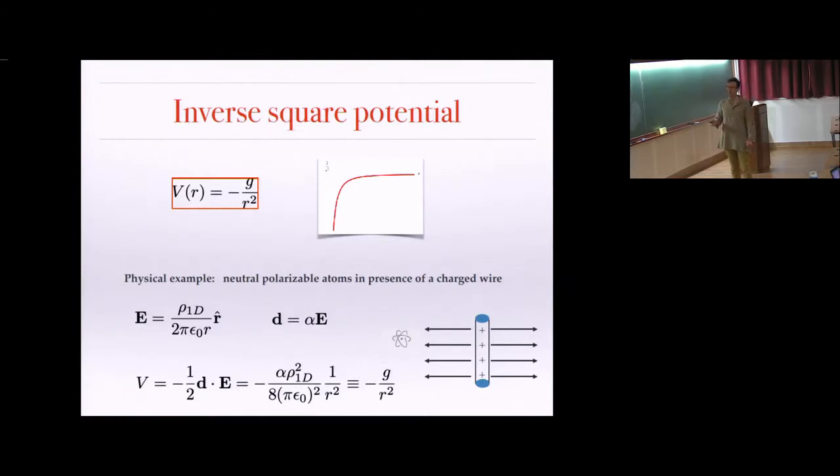It gets a dipole moment induced, which is proportional to the electric field produced by the wire and the polarizability. And then the electric field due to this infinite charged wire goes as 1 upon r. So when we combine these two, then the potential that the atom feels, minus half d dot E, will give this 1 upon r squared term. And we can get exactly this 1 upon r squared potential here.